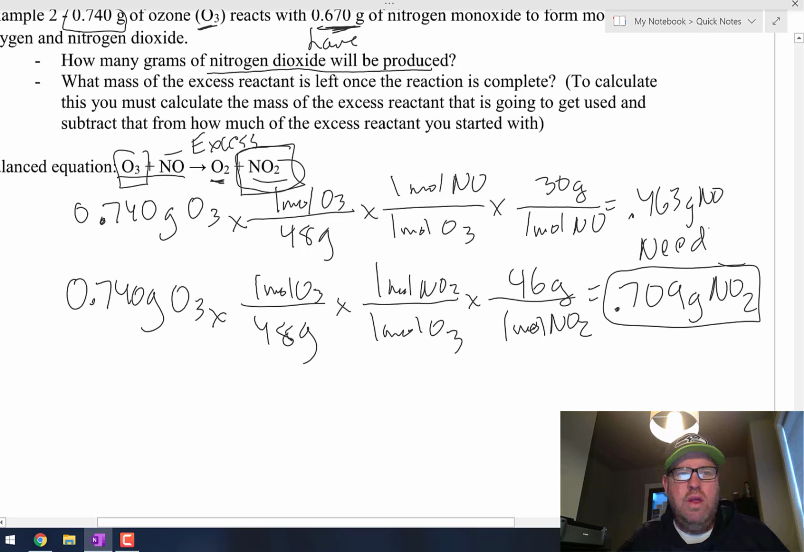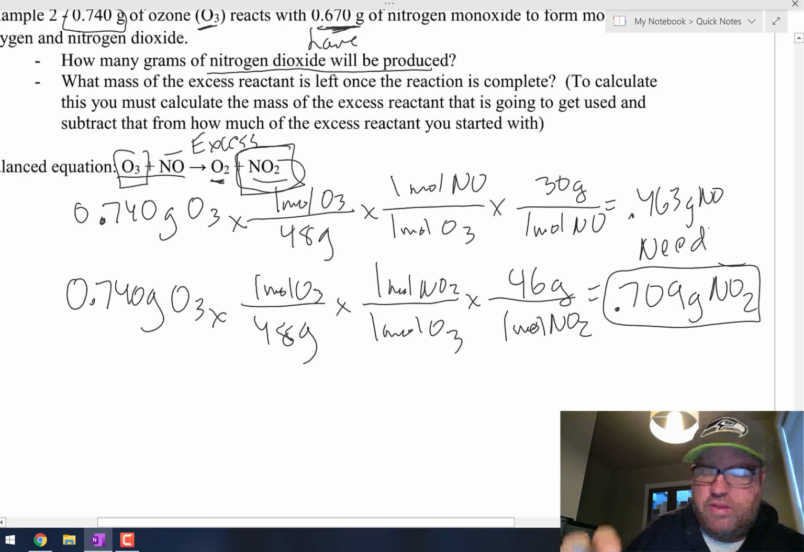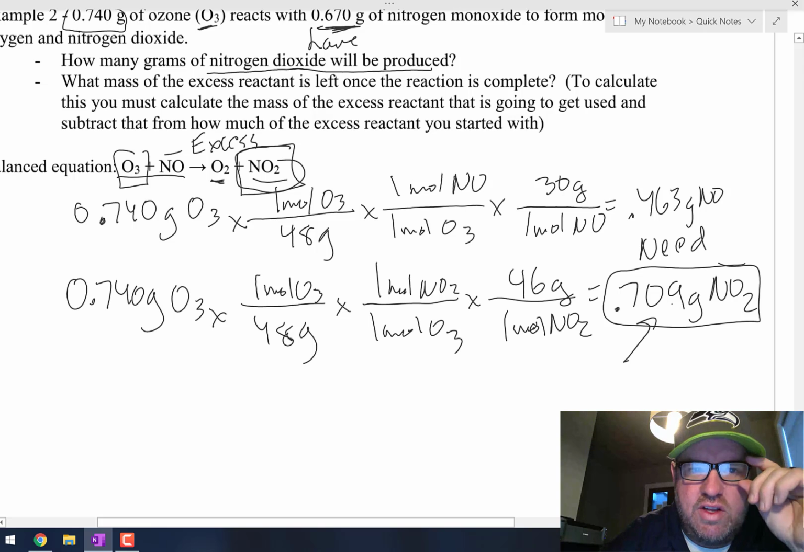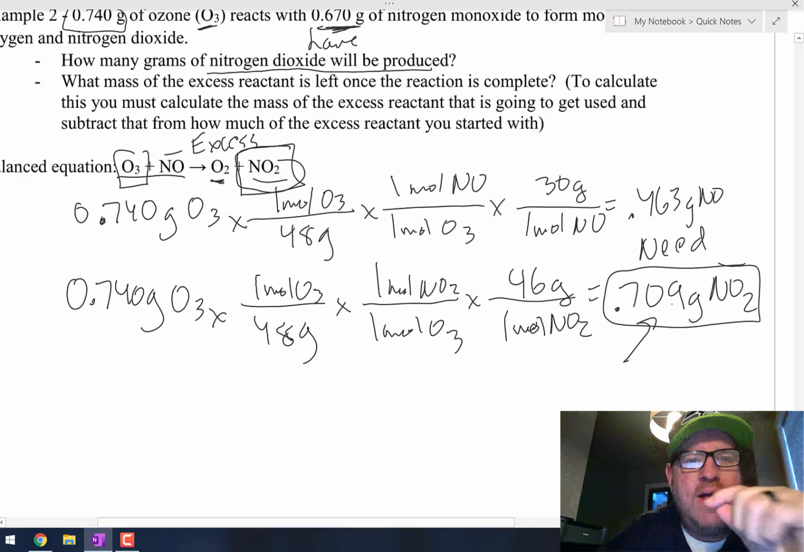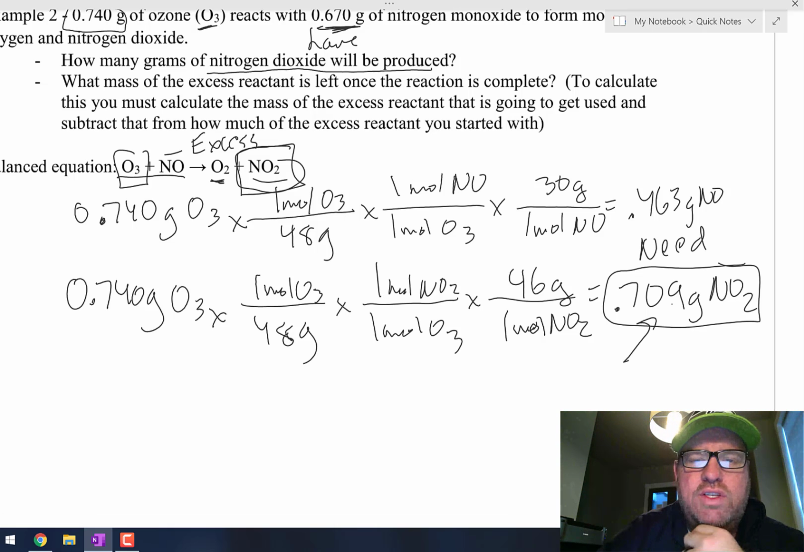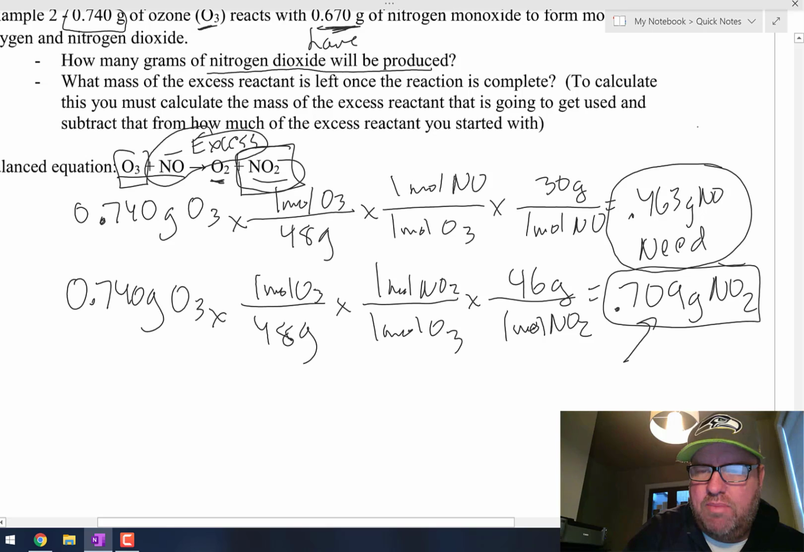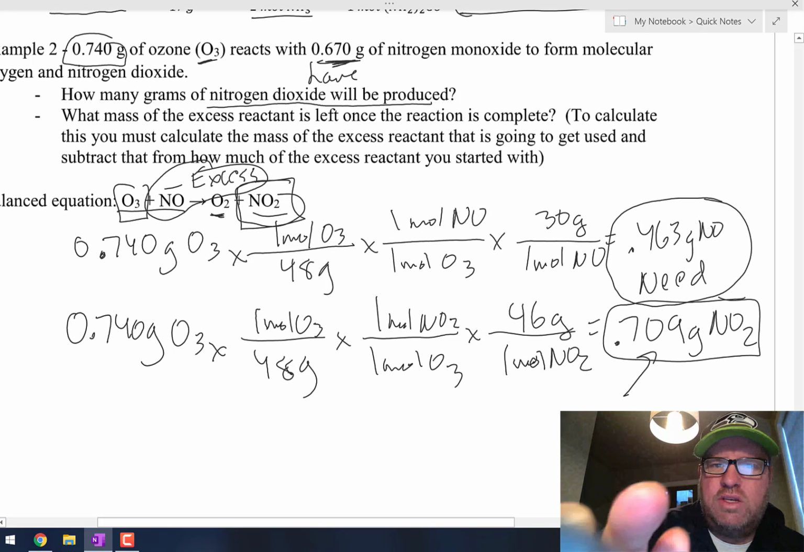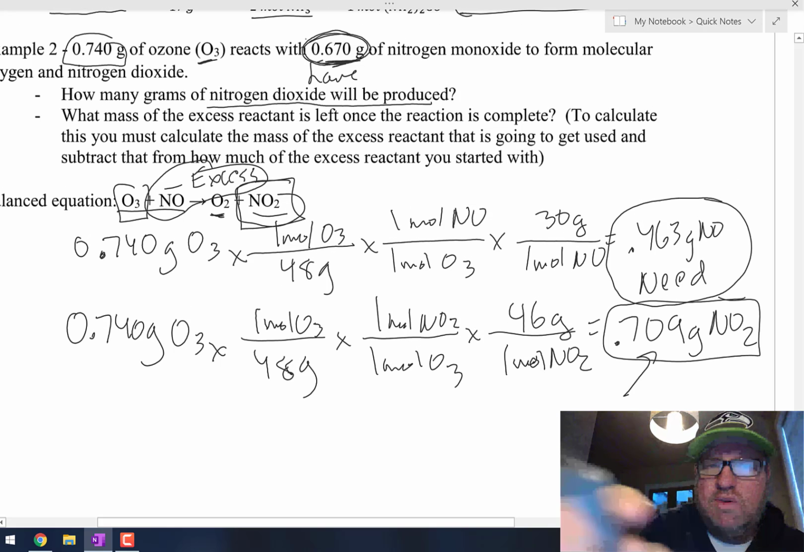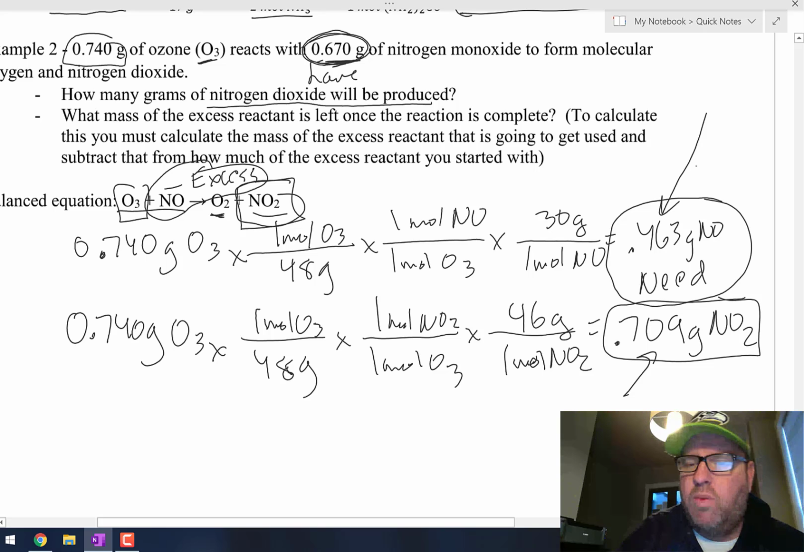Okay, now, that's our answer. How many grams of nitrogen dioxide will we produce? 0.709 grams of nitrogen dioxide. The second question says, what mass of the excess reactant is left over once the reaction is complete? To calculate this, you must calculate the mass of the excess reactant. So, first of all, we just figured out NO is the excess reactant, and we figured we need 0.463 grams of it. Okay? Well, how much nitrogen monoxide do we have? We have 0.670 grams of it. And we're only going to use 0.463 grams of it.